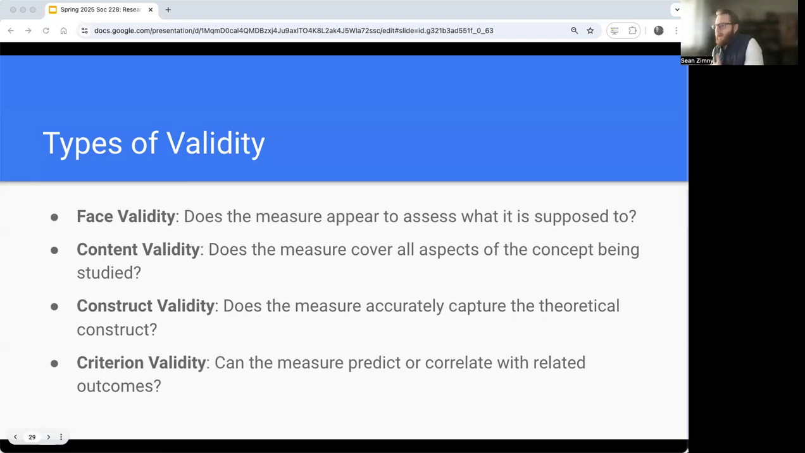So face validity: does my tool appear to actually measure what I'm trying to assess? As well as the content, right? Does it measure all the things the content is meant to study? And then construct validity: does the measure accurately capture the things in the theory that maybe we're trying to test?